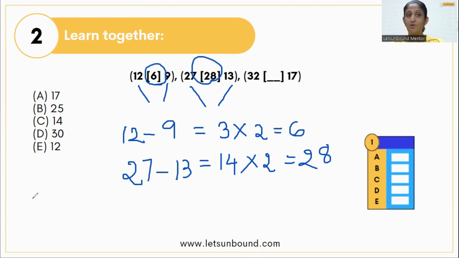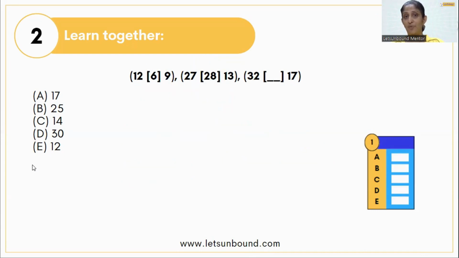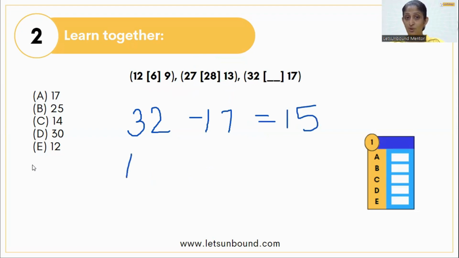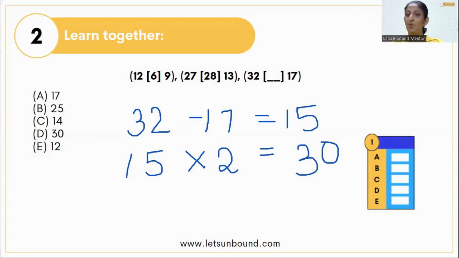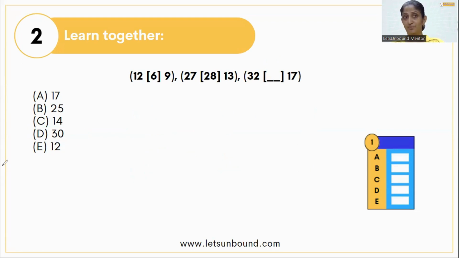So let us use the same logic for the third example. What am I going to do is 32 minus 17. It gives me what? 15. What is the next operation now that we need to do? So to the result, I am going to multiply 2. And 15 multiplied by 2 gives me the value of 30. So the missing number of the bracket is 30. That is the option D. Okay. So I hope you have understood the concept now.